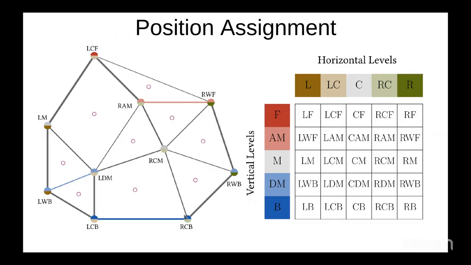For example, a player who has been colored dark blue and light green based on this 5x5 matrix, that translates to being in the back line, on the right center channel, or simply the right center back.